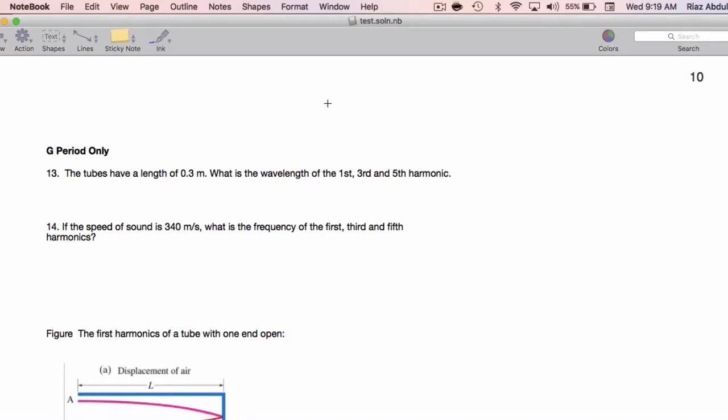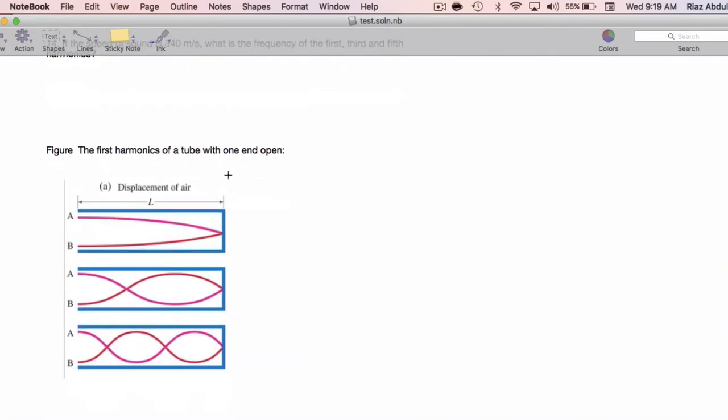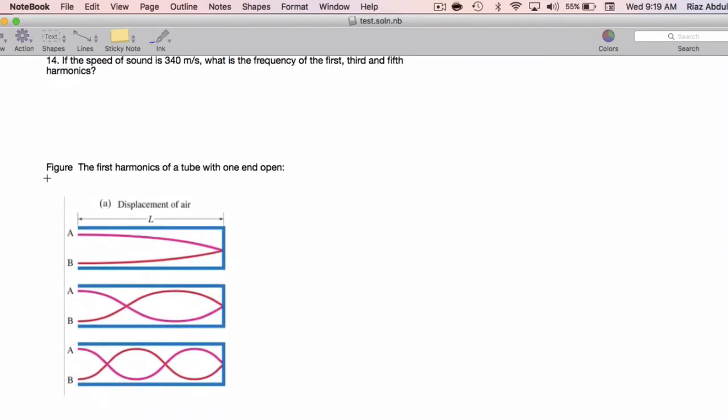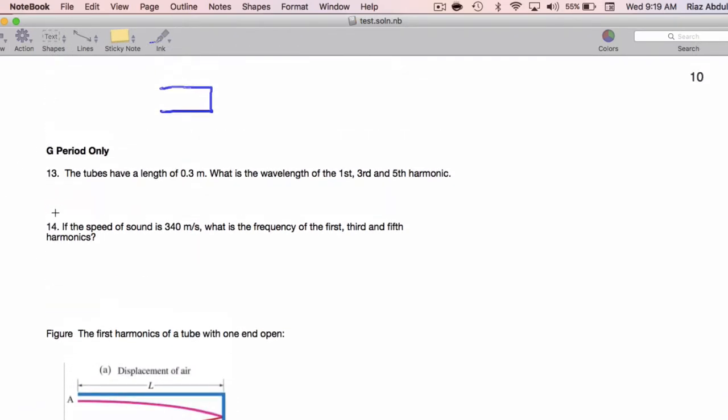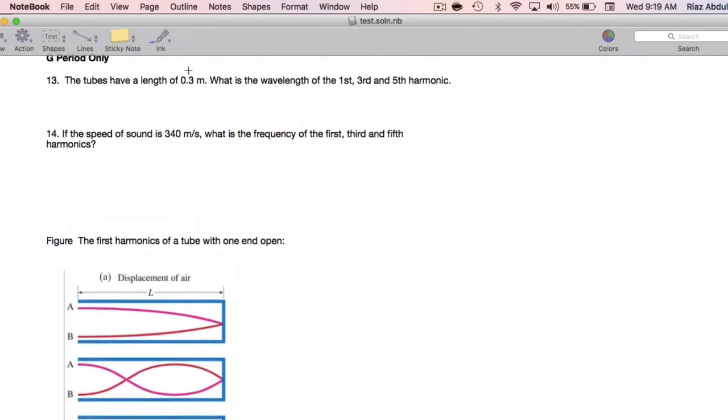Last video. The tubes have a length of 0.3 meters. Okay, so here's the idea. We've got these half-open tubes, so they're closed on one end. And of course, these make the harmonics all messed up. So actually, and I'm sorry, I should have been clearer that the figure below applies to problems 13 and 14. So that was the whole point of this.